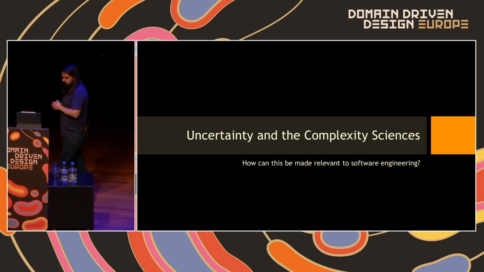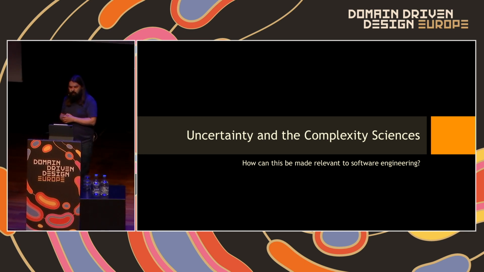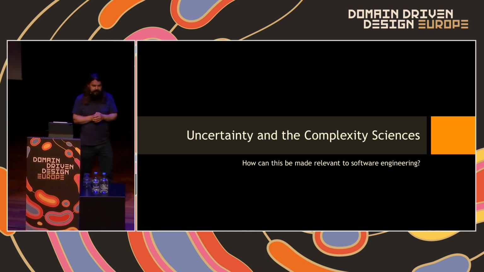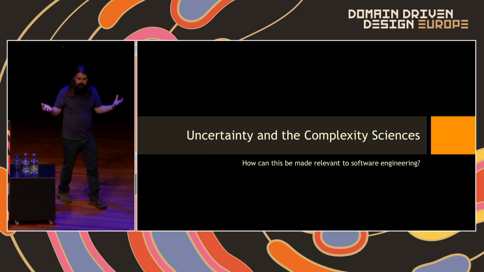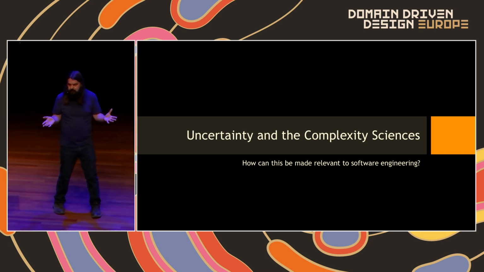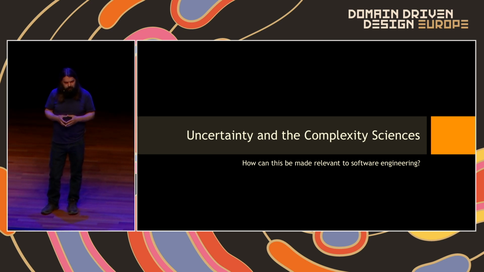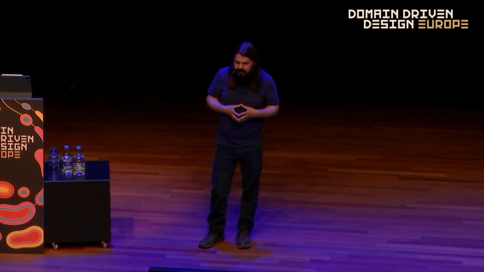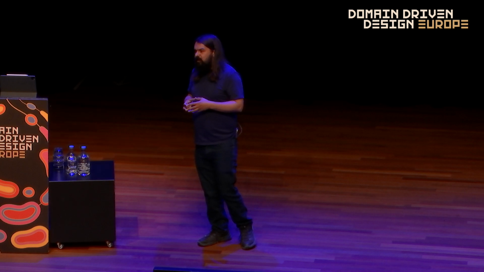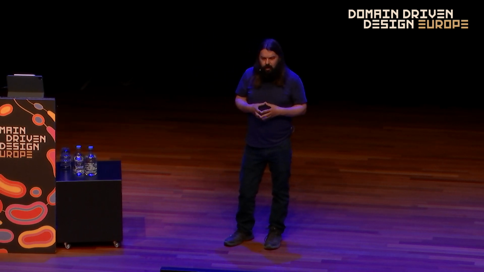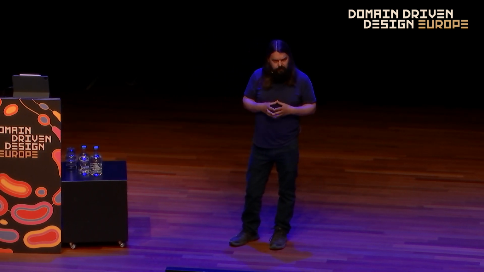And I don't know how to solve it. And the problem with complexity science is that it's absolutely enormous. Okay? There's a lot. It's been going on for a long time. There's a lot of books, a lot of ideas, a lot of ways of thinking about things. There are very, very, very few concrete ideas that you can apply to software engineering.